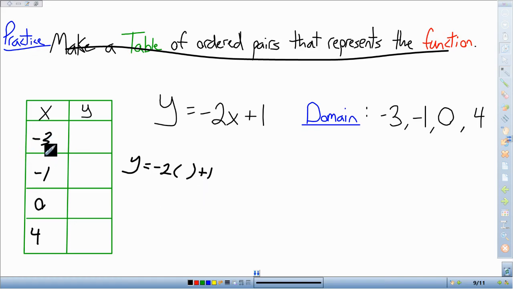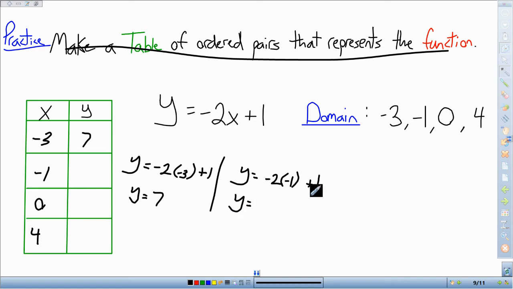All right, so first thing, plug in -3. Okay, looks like we're getting 6 plus 1, 7. Be careful on this little math here. It's easy to kind of mess this stuff up. All right, so yeah, when x is -3, y is 7. Next one, y equals -2 times x plus 1. We're going to plug in -1 for x. Okay, so it looks like we're getting a 2 plus 1, 3. So when x is -1, y is 3.